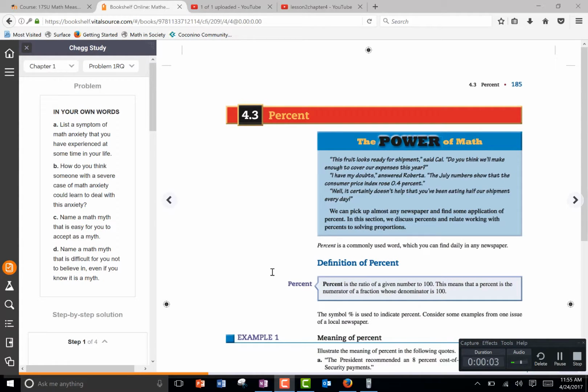Next, we're going to look at the idea of percent. So if you pull out your outline, you'll see that you're supposed to read page 185. Page 185 has a definition of percent, and it says percent is the ratio of a given number to 100. This means that a percent is the numerator of a fraction whose denominator is 100.